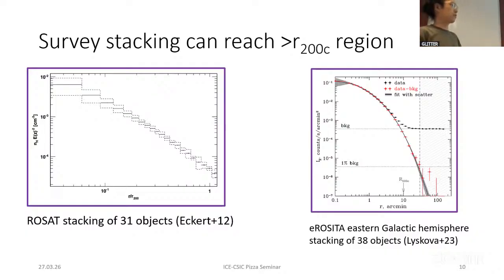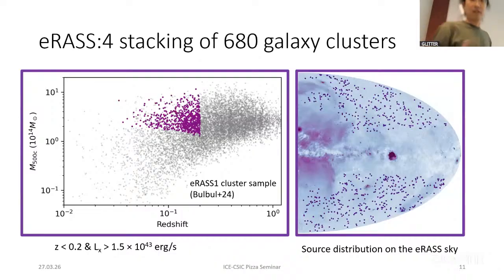The first one is from Eckert, who stacked the ROSAT data basically 30 years ago. And on the right is from the Russian consortium. They did similar stacking work of 38 objects. They claim they probed the emission out to 3 R500. And this time, we'll try to stack more objects. We have 680 objects, a factor of 20 more than previous stacking.